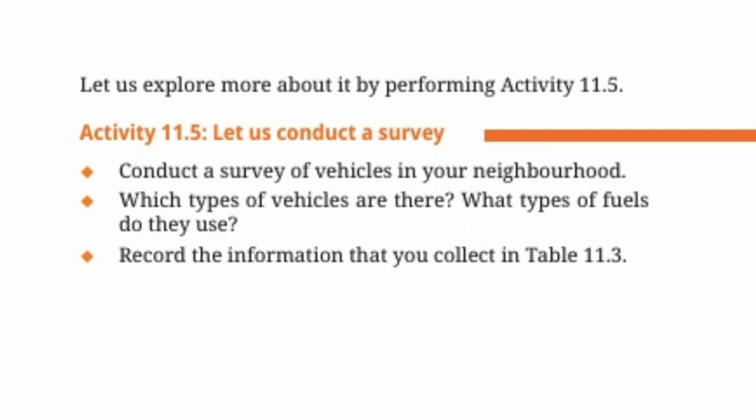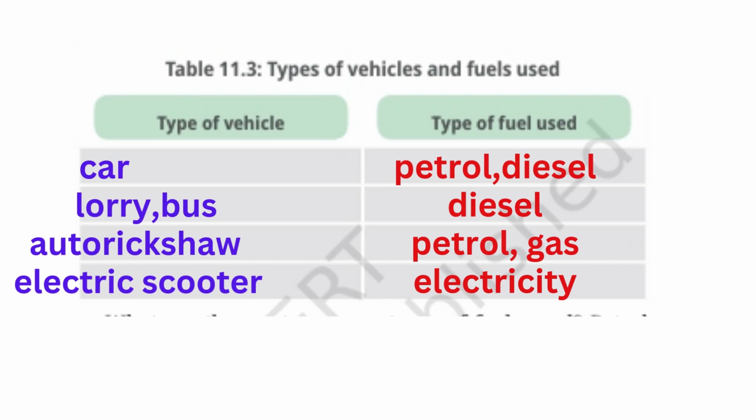In the first column, type of vehicle, and in the second column, type of fuel used. Already we know that for a car we use petrol as well as diesel. For lorry or bus, we use only diesel. Next is auto rickshaw: LPG, petrol, diesel. Next is scooter: petrol.